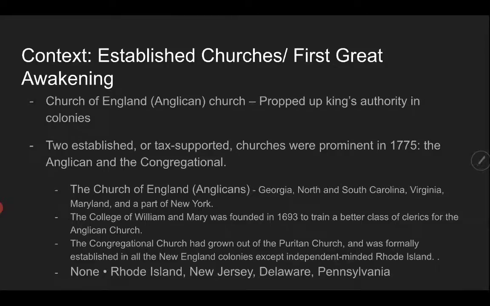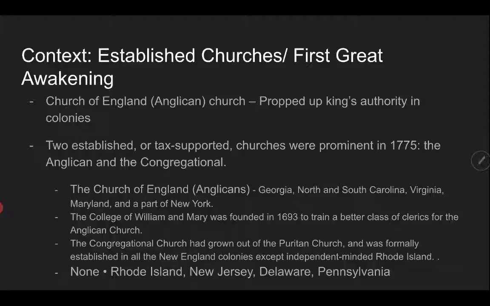The last part is about established churches and the First Great Awakening. So established churches are these churches that come over from England. They are tax-supported churches. The biggest two are the Congregational, what we know as the Puritans, and the Anglican. So each colony had, like, this is our religion. So like Georgia, North and South Carolina, Virginia, Maryland, and part of New York were Anglican.